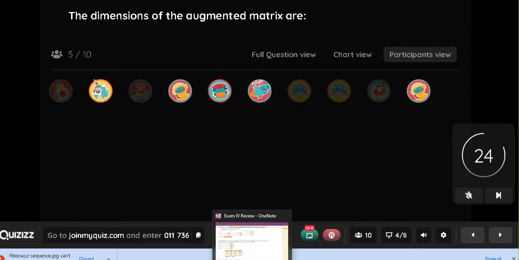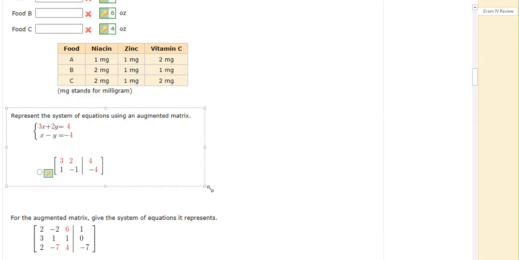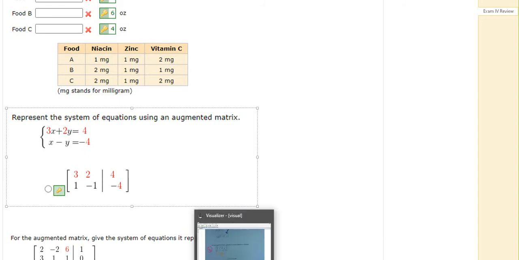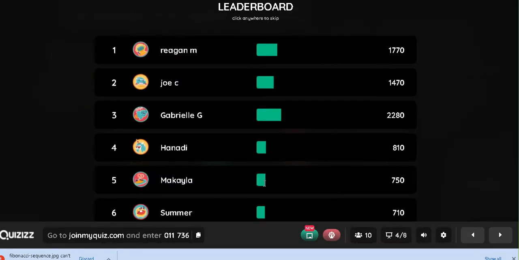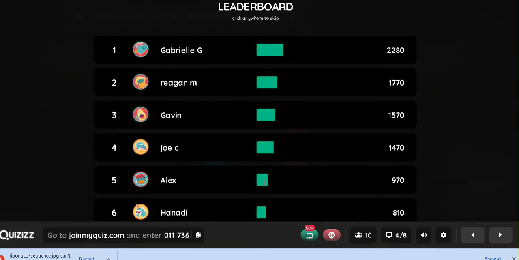All right, a lot of early guesses on this one. That's good. All right, seems that you probably got your guesses in before time expired, so that's good. All right. Wow, a lot of movement on that leaderboard.